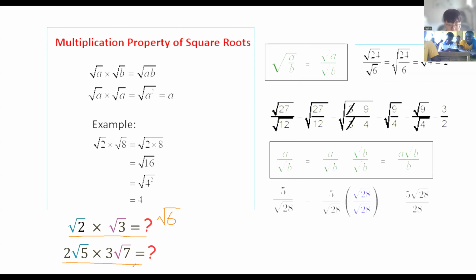So we multiply these two together and multiply the square roots together.